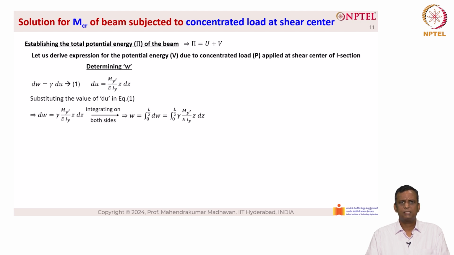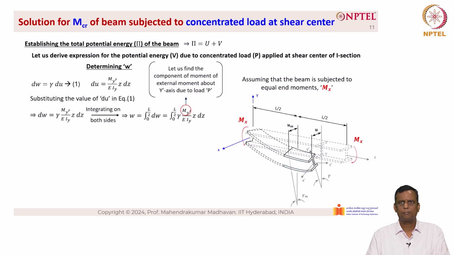Integrating on both sides, we have W equal to the integral from 0 to L by 2 of gamma into My dash divided by EIy into z into dz. Now let us find the component of the external moment about the y dash axis due to load P.